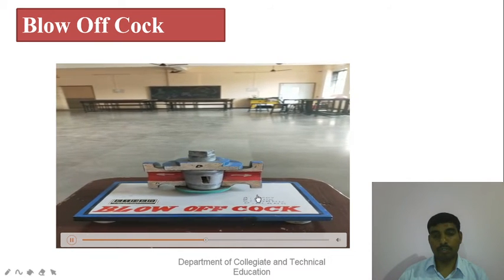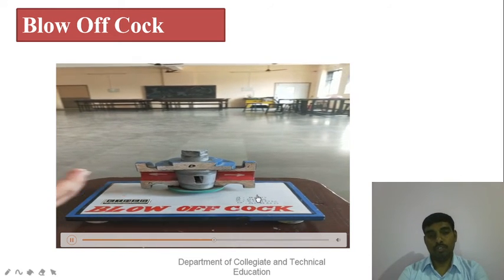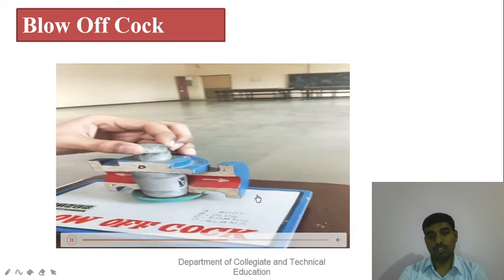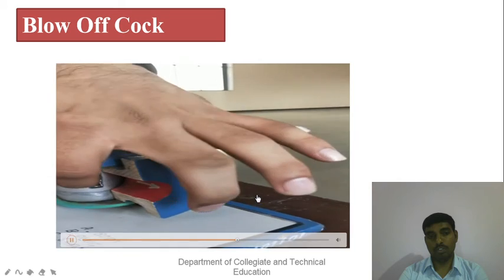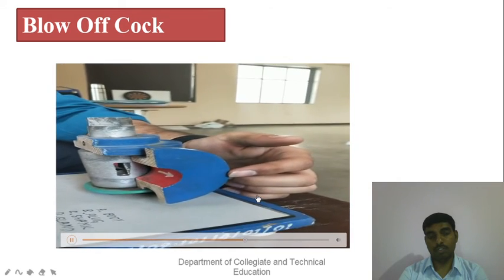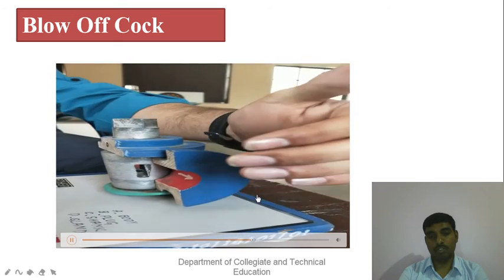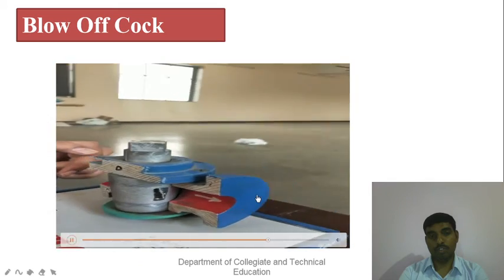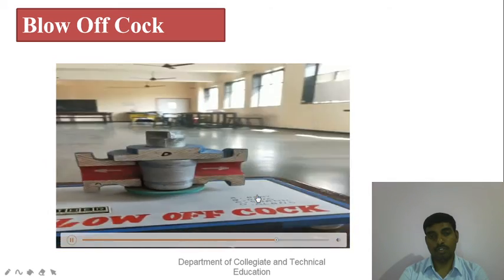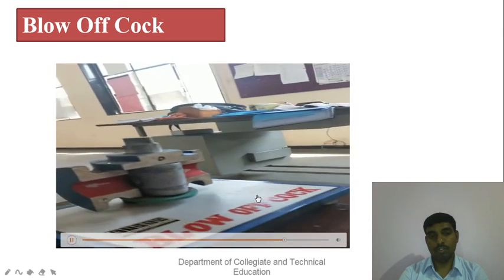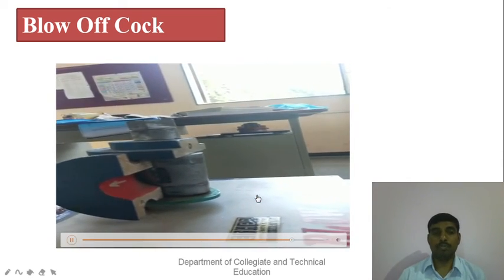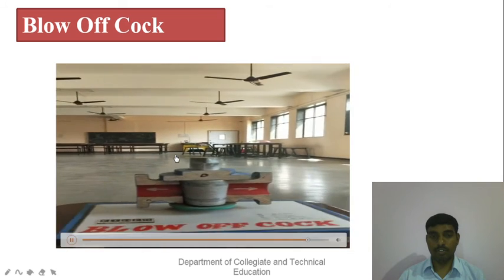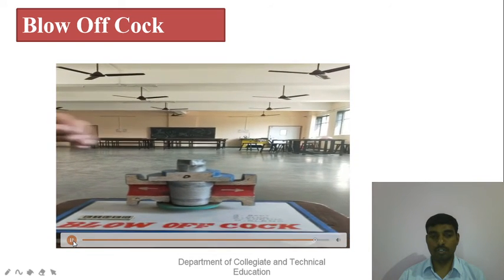Now suppose you want to shut down the boiler and remove all the water from it. In that case, you have to rotate this plug by 90 degrees. Once you rotate the plug by 90 degrees, the slot will be in line with the pipe. As you see in this video, the water in the boiler will move through the pipe and come out from the slot. Also, whenever there are impurities present in the water, we need to remove them from the boiler. In that case also we can operate the blow-off cock to remove the impurities. So this is how your blow-off cock works. I hope you get all the ideas about the blow-off cock.